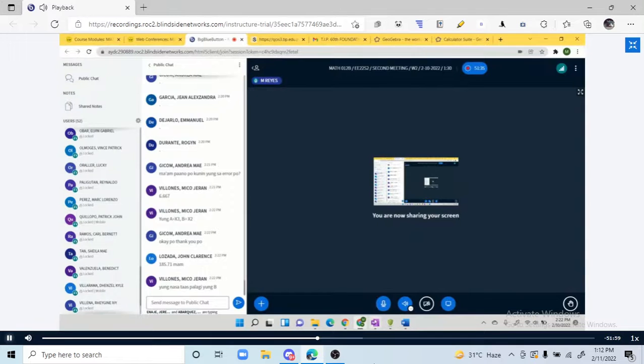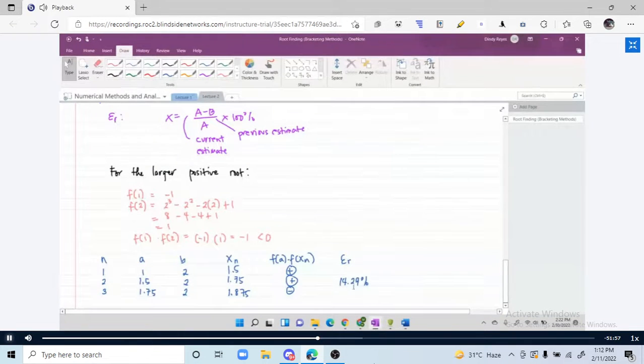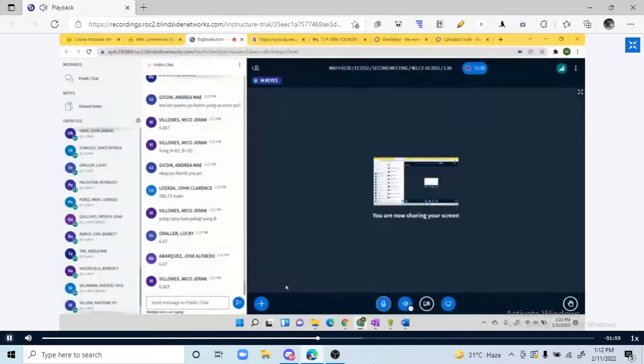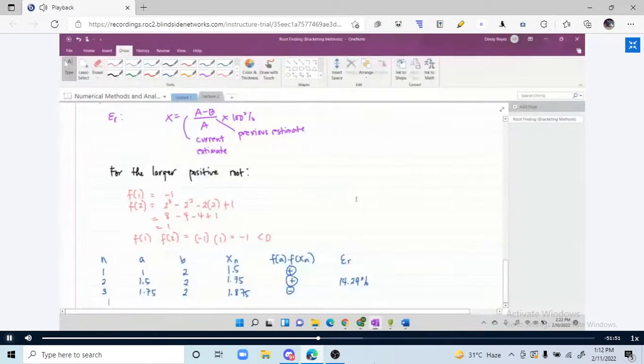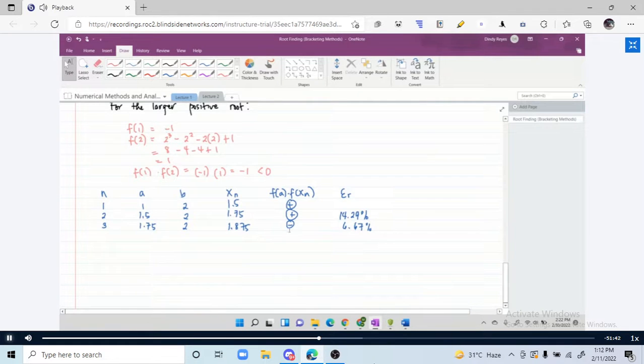Palaki naman yung error na yung 1.875. Dapat paliit, di ba? Nasa 14.29 na tayo. 6.67 is correct. All right, now let's go to the next one.